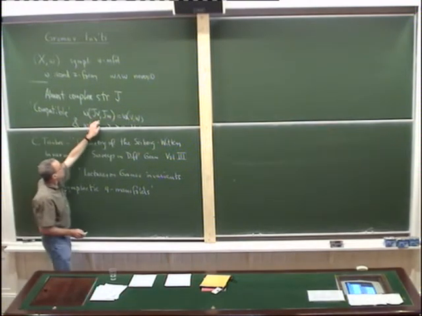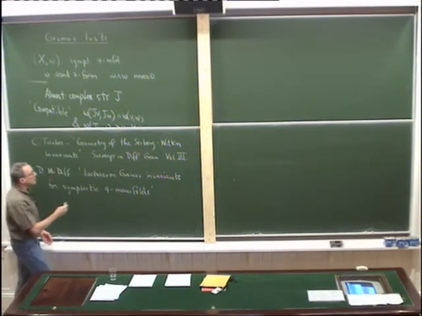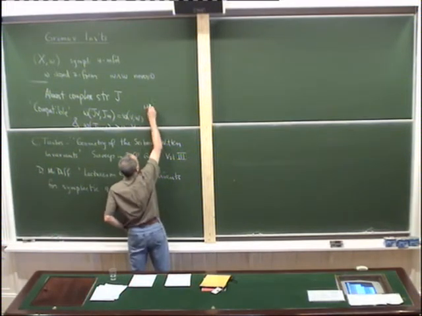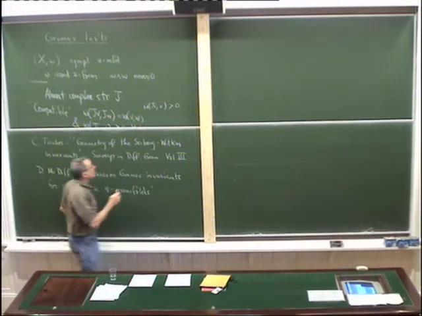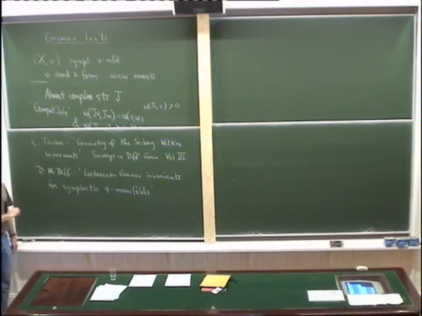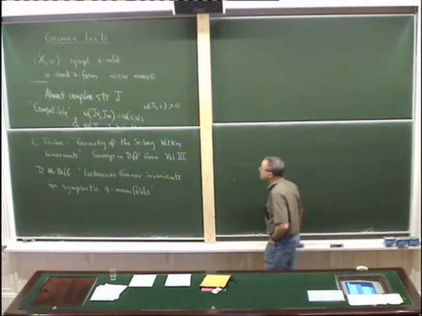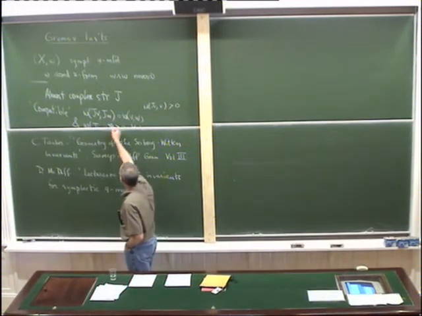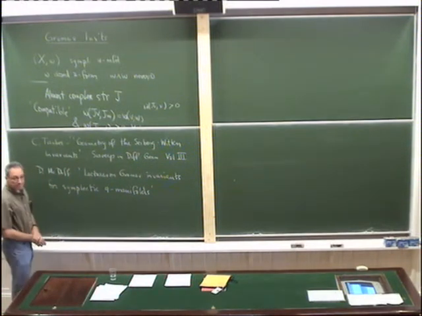Okay, so this means that omega, oh, you can't see it. Sorry about that. Can you see? You can't see the bottom line, huh? So that means that omega(·, J·) is a metric on X. Okay?